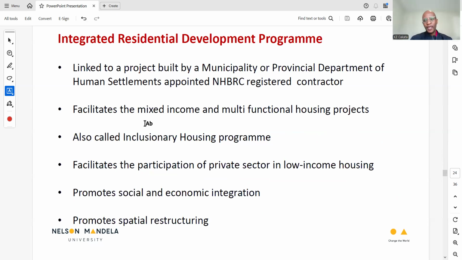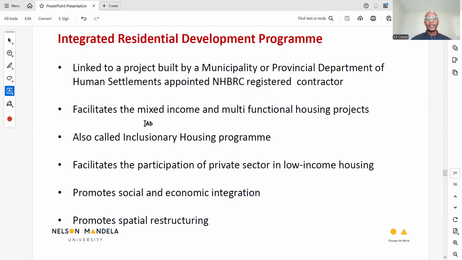The IRDP. Now, this is the so-called RDP house or the BNG house. It's actually a departure from the first RDP, which is the Reconstruction and Development Program. This one is the Integrated Residential Development Program, but the RDP house is effectively the IRDP house. It's linked to a project build, so it will be an entire project which has beneficiaries identified by the municipality or provincial department and an appointed NHBRC-registered contractor or contractors.